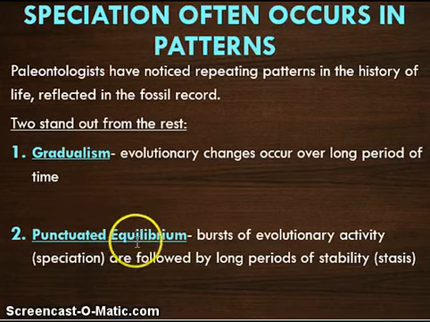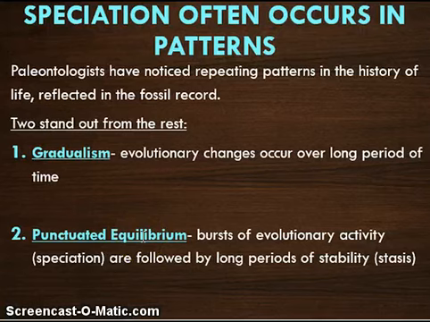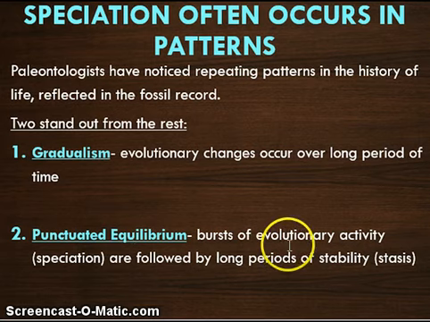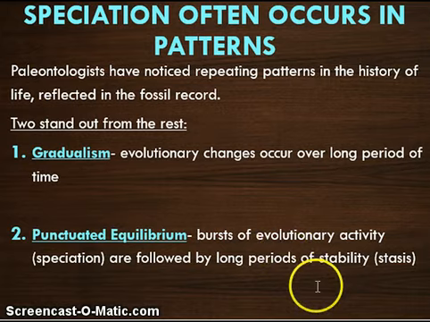So think back, equilibrium, that means for something to be at a balance or equal, very stable. And so punctuated, if a sentence has a lot of punctuations in it, that means that there's pauses or an emphasis or something like that. So this is where there's bursts of change that break up the stability of that species, and it changes, and then it goes back to being stable. So there's bursts of evolutionary activity followed by long periods of stability or stasis.